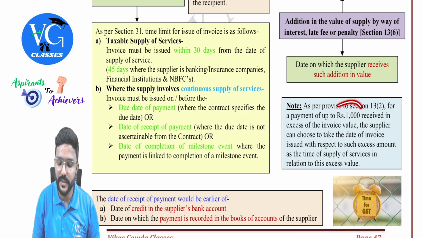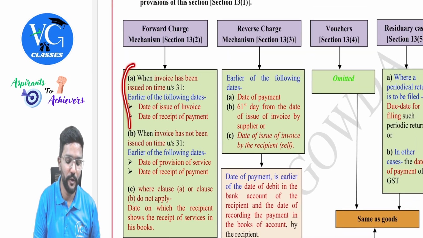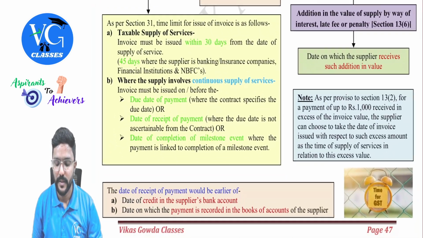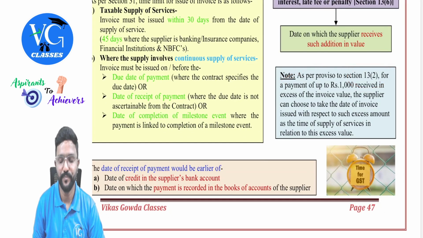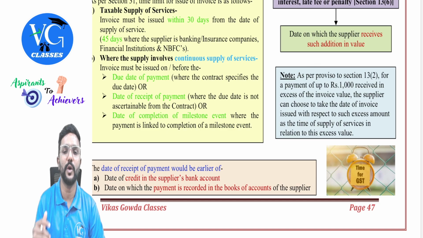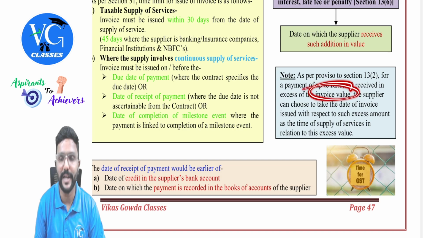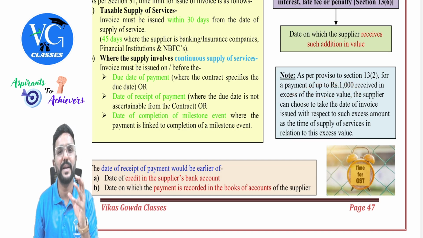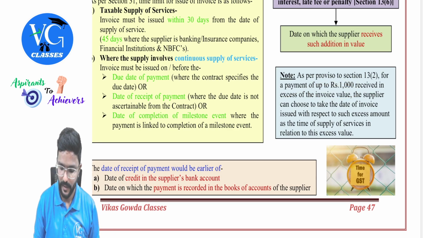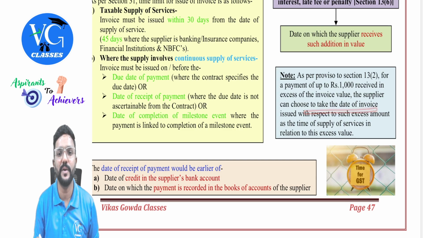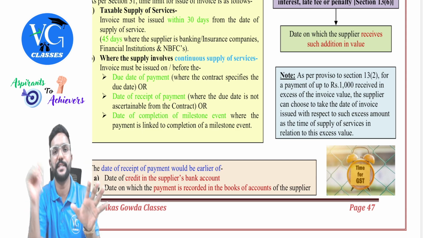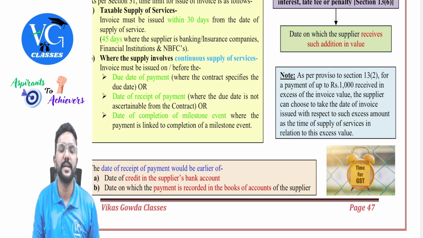What if the amount is more than 1,000? Then we need to follow this provision. Let me read that. This is the proviso to section 13 subsection 2. As per the proviso to section 13 subsection 2, where a payment of up to 1,000 rupees is received in excess of the invoice value. Invoice value is assumed 10,000, but I am receiving 10,500, 500 more. The supplier can choose to take the date of invoice issued with respect to such excess amount as the time of supply of services in relation to this excess value. So for 500, if I am adjusting it in the next invoice, we will take that invoice date as time of supply. Sir, what if I have received more than 1,000?